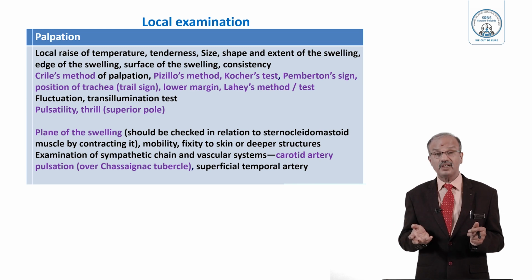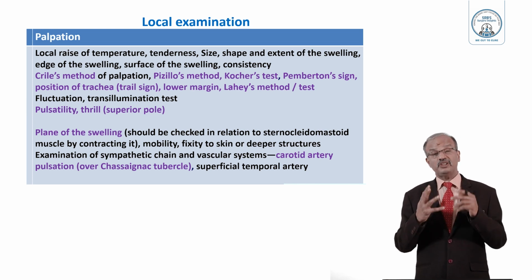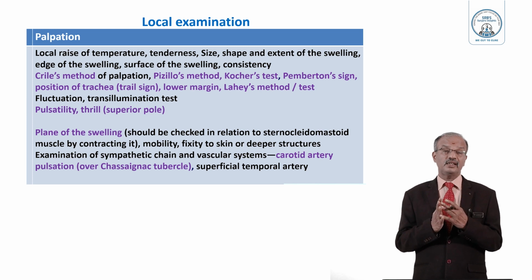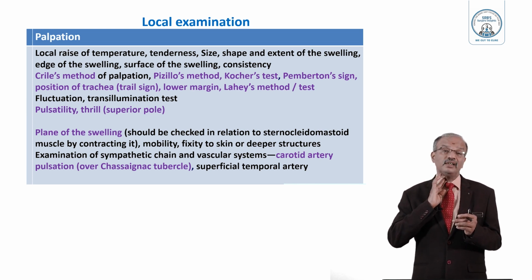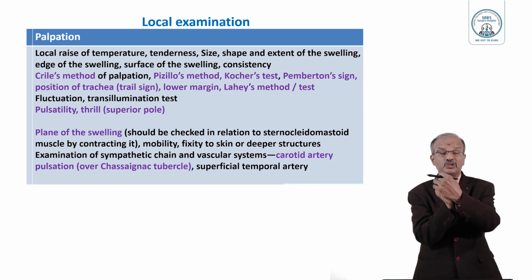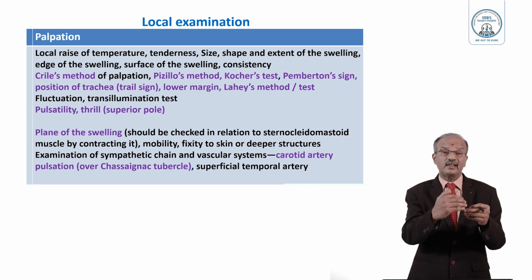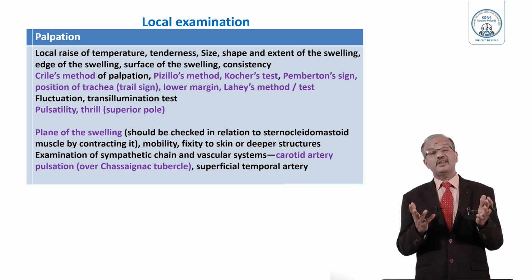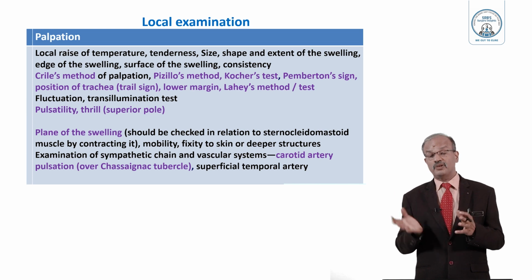Lower margin is important. Lahey's method of examination, especially when one nodule is there, is to find out whether nodules are present in the posterior part of the gland. Push the lobe like this. Then the trachea rotates like this, so posterior becomes posterior lateral. Then feel the opposite side laterally. If there are nodules, you say it's a multinodular goiter. So your initial clinical diagnosis of solitary nodule becomes multinodular goiter.